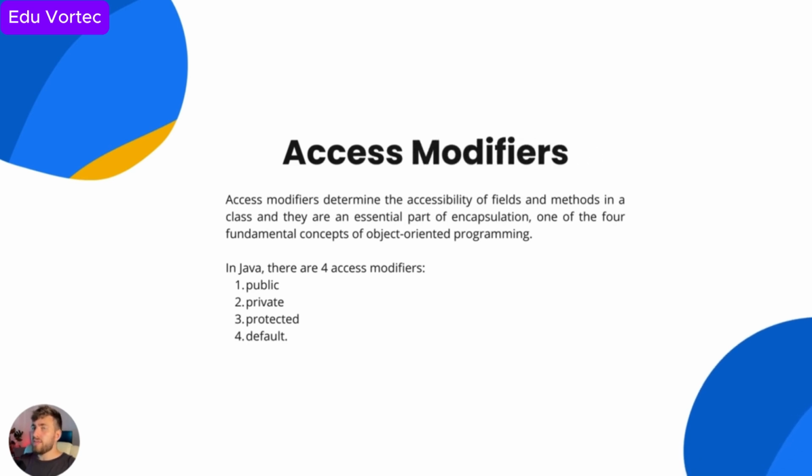Let's now dive into the topic of access modifiers in Java. Access modifiers determine the accessibility of fields and methods in a class, and they are an essential part of encapsulation, one of the four fundamental concepts of object-oriented programming. In Java, there are four access modifiers: public, private, protected, and default. So let's discuss each of them one by one.